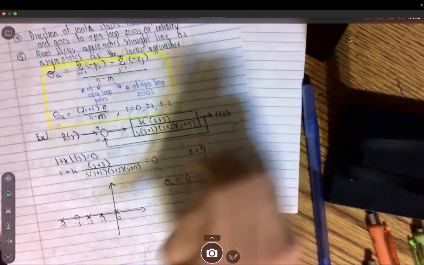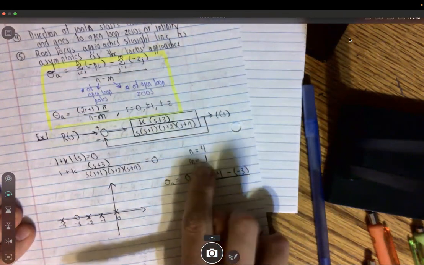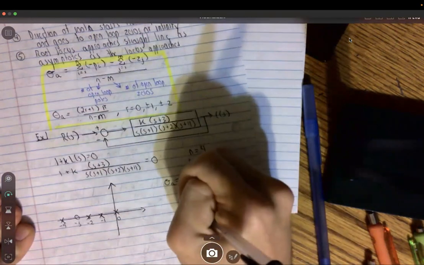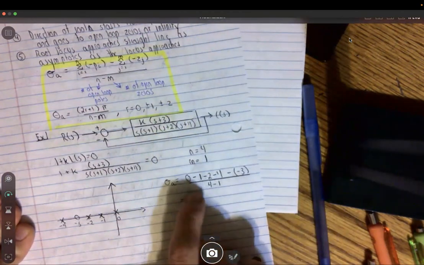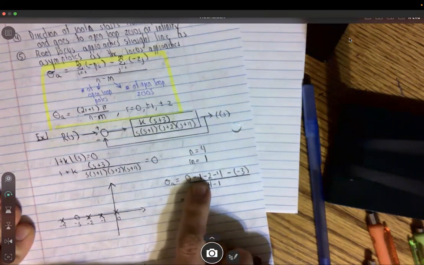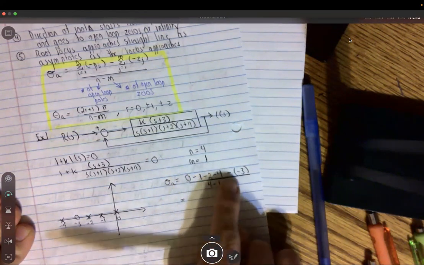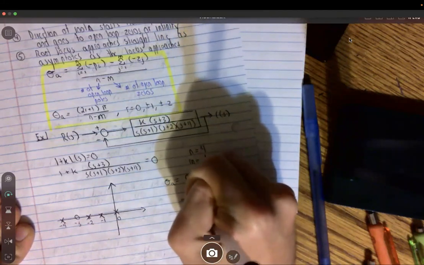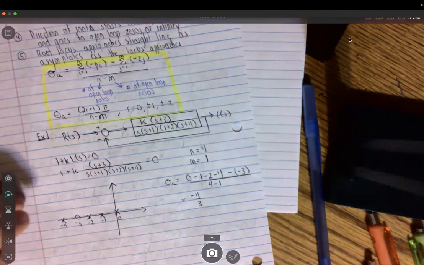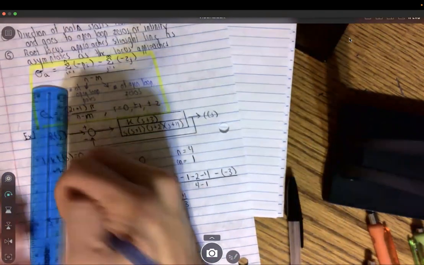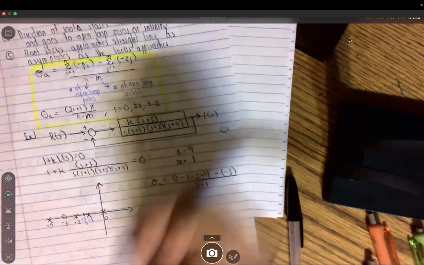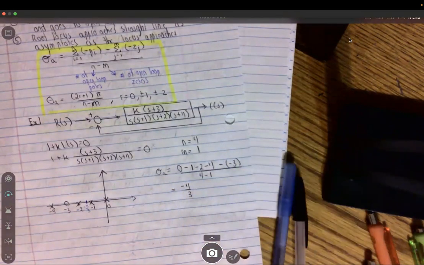All over, and then n minus m, which is going to be 4 minus 1. And so here, when we plug this in, we're going to get -1 minus 2, -3 minus 4, -7 plus 3. It's going to be -4. And then in our denominator, that's going to become 3. So all these asymptotes are going to be centered at -4/3. So let me make a little notation here. At -4/3, that's going to be the center of our asymptotes.